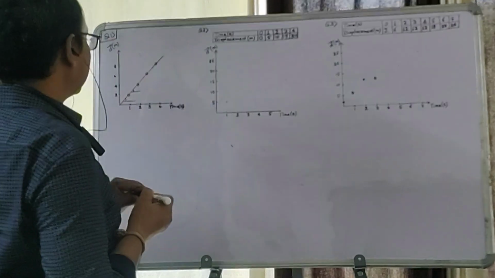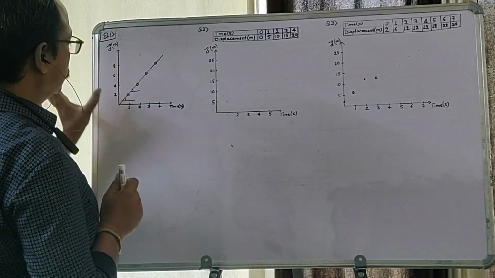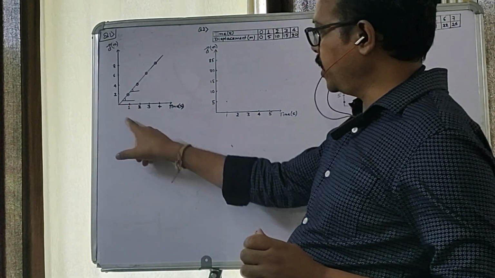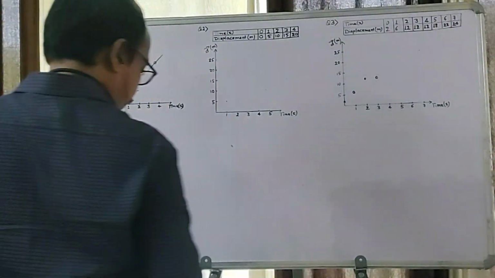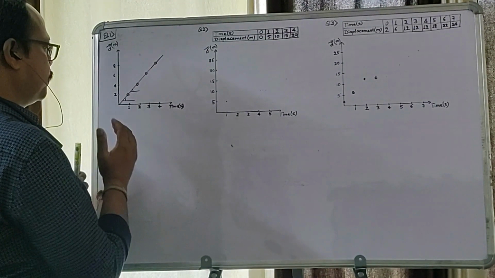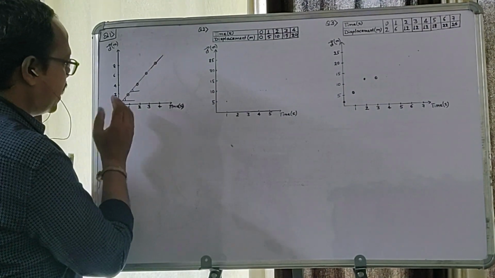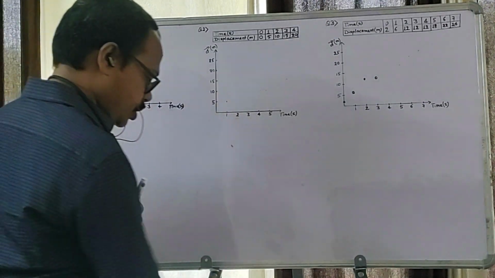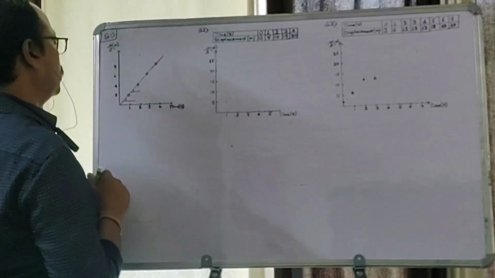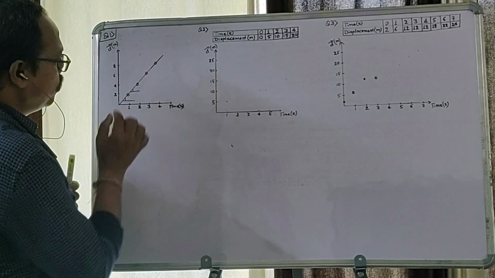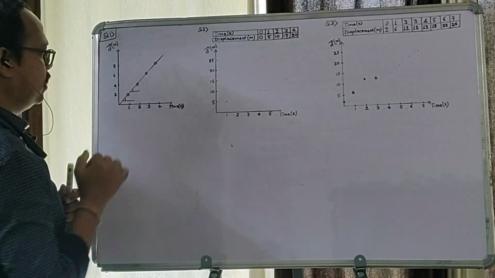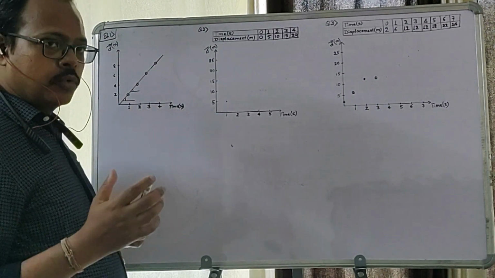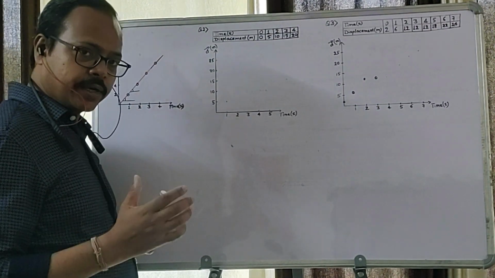Question number one says that you have been given this particular displacement time graph, and from this graph you have to comment on the velocity of the object at 1 second, 2 seconds, and 3 seconds. So this is what is being asked. By seeing this graph, what can we comment about the motion of the object?